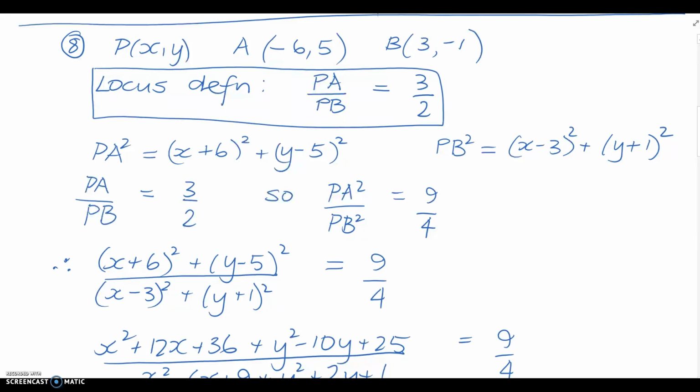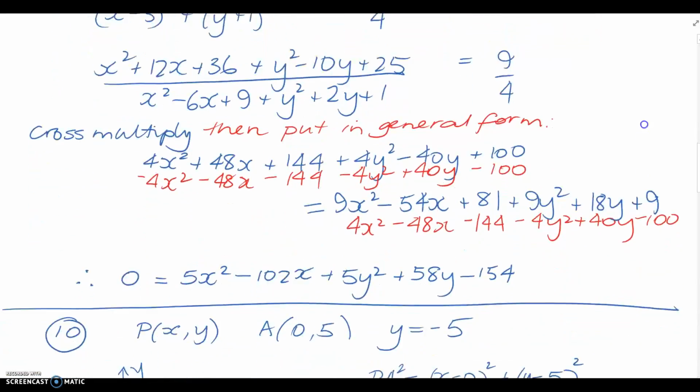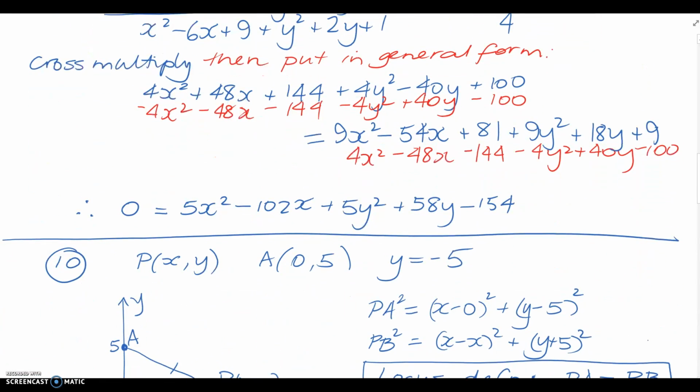And if PA over PB is 3 on 2, well, what does that tell me about PA squared on PB squared? Well, that's got to be 3 squared on 2 squared, which is 9 on 4. So that's the definition I'll be using from now on, which is quite legitimate because it follows from the definition they gave me. So now it's just a matter of putting PA squared over PB squared and setting that equal to 9 on 4, expanding out the brackets, doing a cross multiply, then putting it in general form, which gets it all over to one side equal to 0, and then there's my answer.